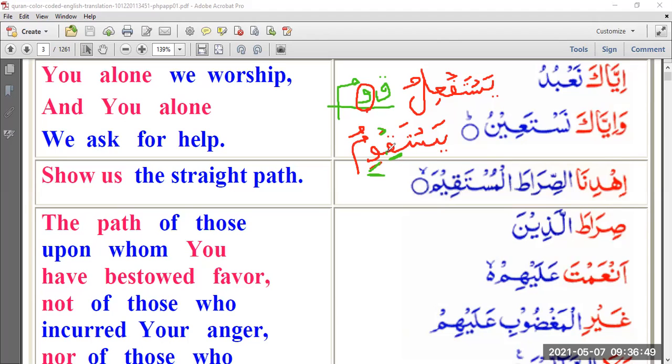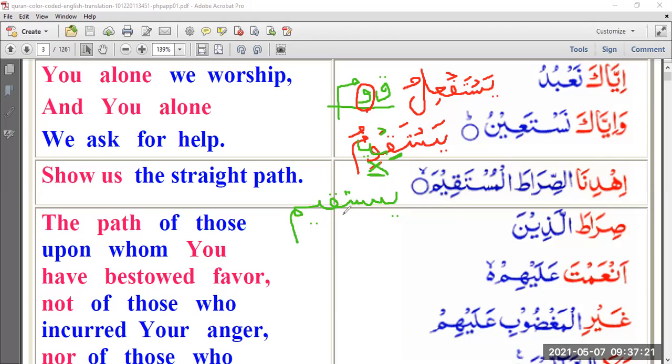Now the word will become: this wow has been dropped and ya has come here. Yastaqimu. And then if we put it into ismul fa'il, we know the pattern that we put meem instead of ya, so the word will become mustaqimu.